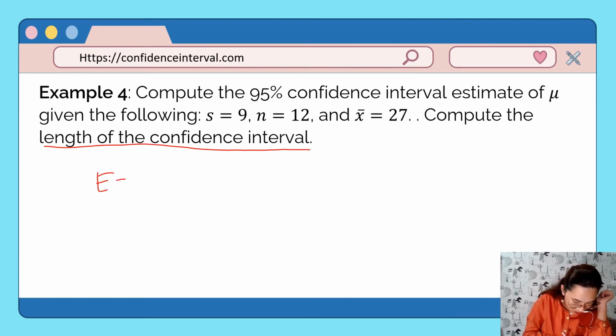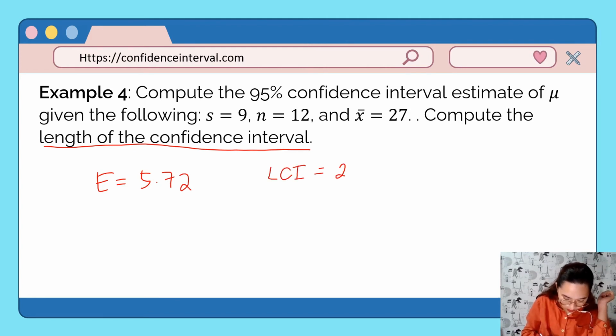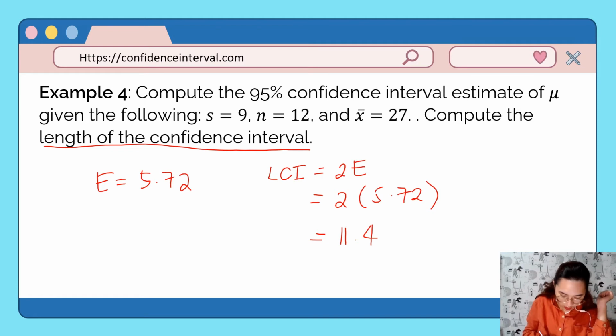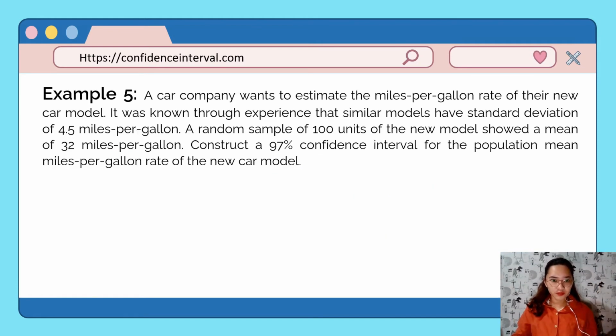Again, ang ating margin of error is 5.72. So, compute for the length. You have to get twice your margin of error. So, 2 times 5.72, and that is 11.44. Okay. So, ganun lang. Ayan. So, example number 5 natin.